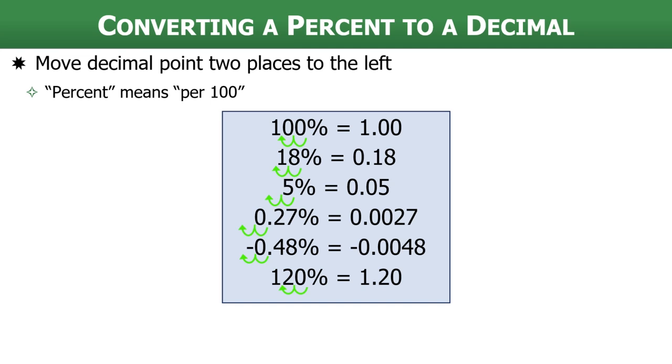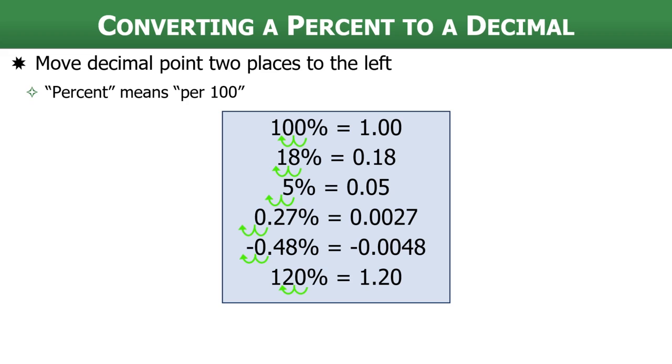Same thing for this example, 0.27%. This is a very common temperature coefficient of open circuit voltage. We just move that 2 places to the left and it becomes 0.0027. Negative 0.48%, that would be a temperature coefficient of maximum power. That would be a negative 0.0048.